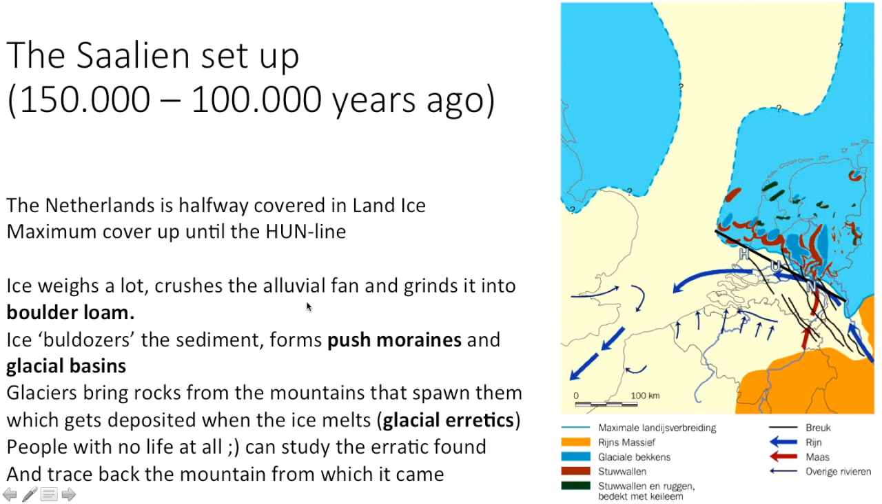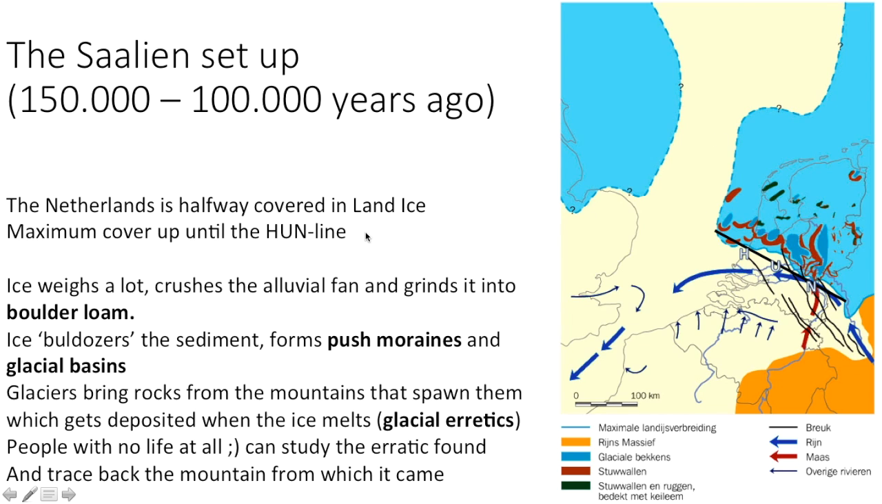What else does it do? It grinds the alluvial fan down into boulder loam. So in this case, here we can find some boulder loam, we can find some push moraines, we can find some glacial basins. In the south of the Han line, no ice, ergo no push moraines, no boulder loam, no glacial basins. What else did the ice do?